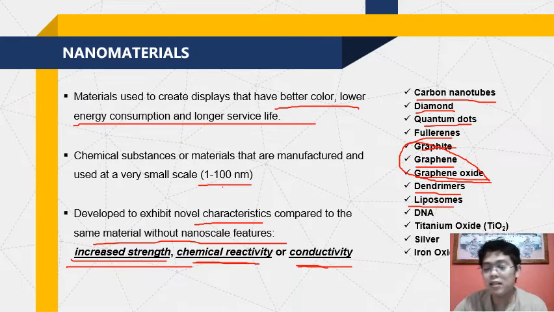Now, next to dendrimers, we have liposomes as well. Liposomes are small artificial vesicles of spherical shape that can be created from cholesterol and natural non-toxic phospholipids. Due to their size and hydrophobic and hydrophilic character, besides being highly biocompatible, liposomes are promising systems for drug delivery. Next is DNA.